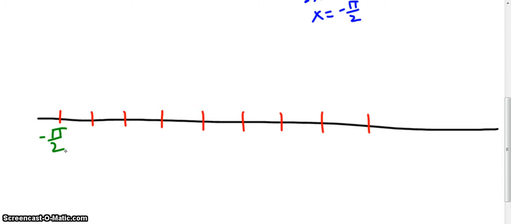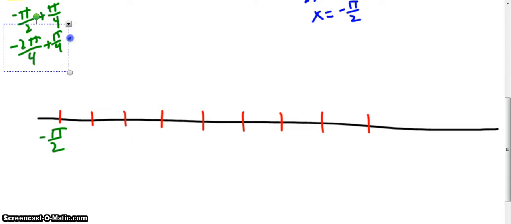Now I'm going to add the intervals. So here I need to be comfortable with fractions, right? So what is negative pi over 2 plus pi over 4? Well, I need to get a common denominator. So this is actually negative 2 pi over 4. So I can think of that as negative 2 pi over 4 plus pi over 4 is negative pi over 4. Okay, I'm not going to go through that work every single time.